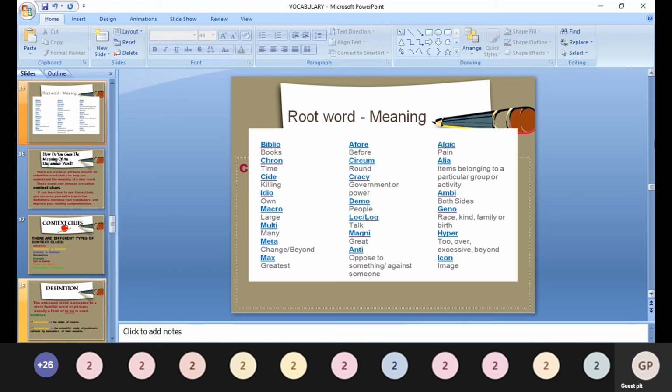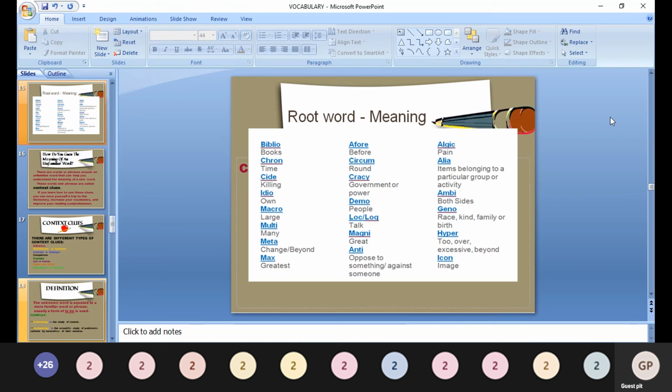Circumlocution, that is, you use many words in order to say something, like when you want to avoid saying it directly. Crazy, okay, government, or power. Demo means people. Loc means talk; you say he's a loquacious person, so he talks a lot. Magnify, magnificent, it's all great.